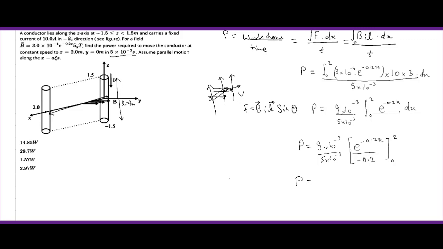So we get the value of P to be equal to 9, and in bracket we get e^(-0.4), minus minus gets plus 1. So on solving this, we are getting the value equal to 2.97 watt approximately. So option 4 is the correct answer of this problem.